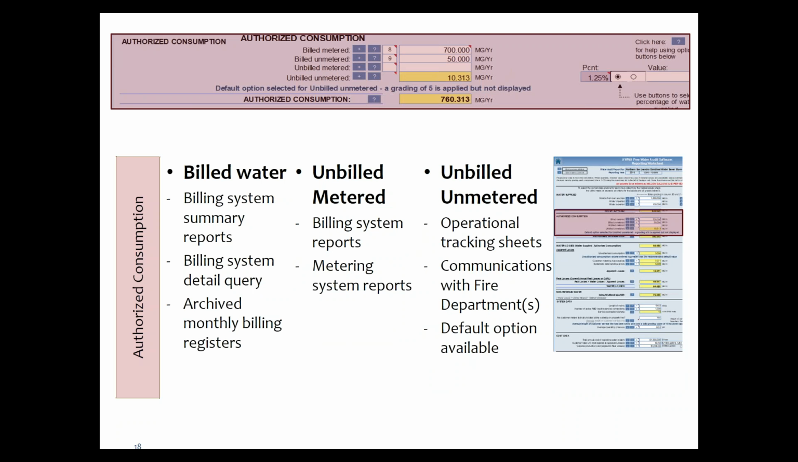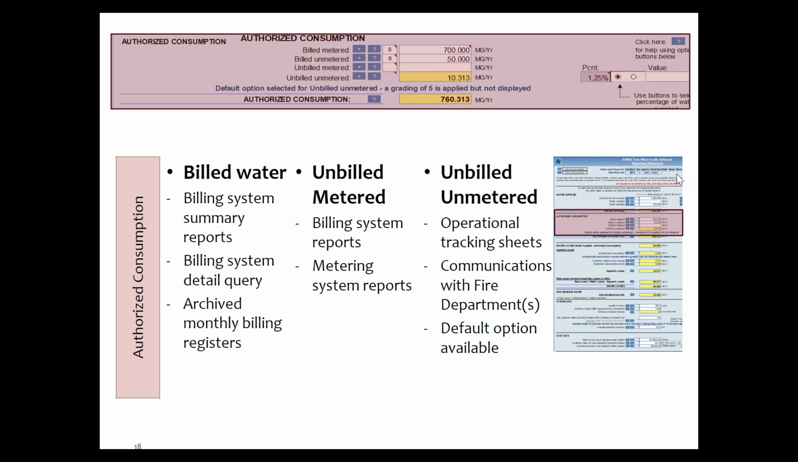Next section is our authorized consumption. So moving from the top down on the water audit, the authorized consumption, we have several inputs here: billed metered, billed unmetered, unbilled metered, and unbilled unmetered. So we're really looking at our consumption data here.